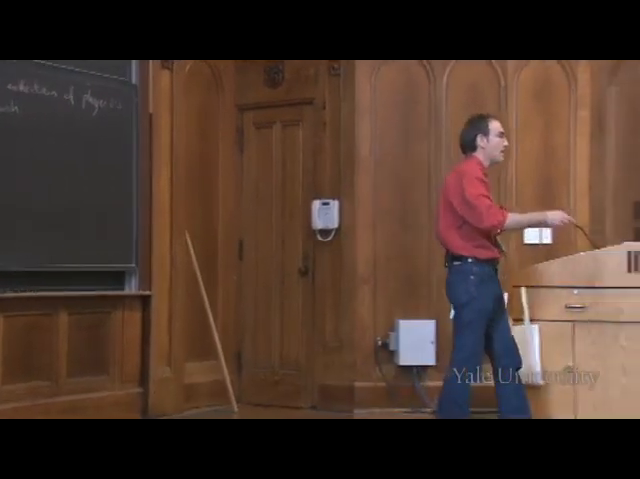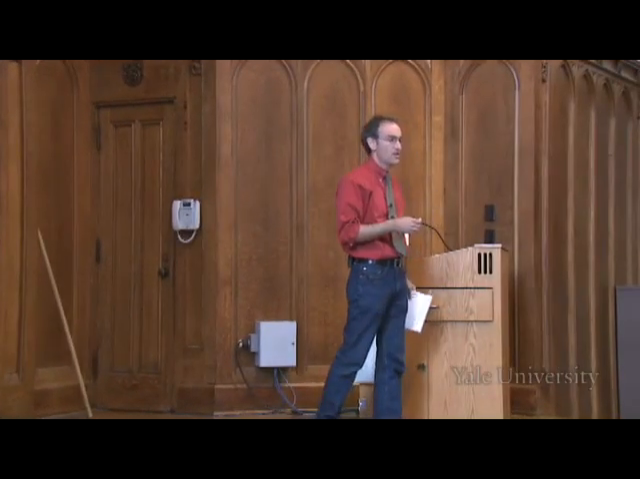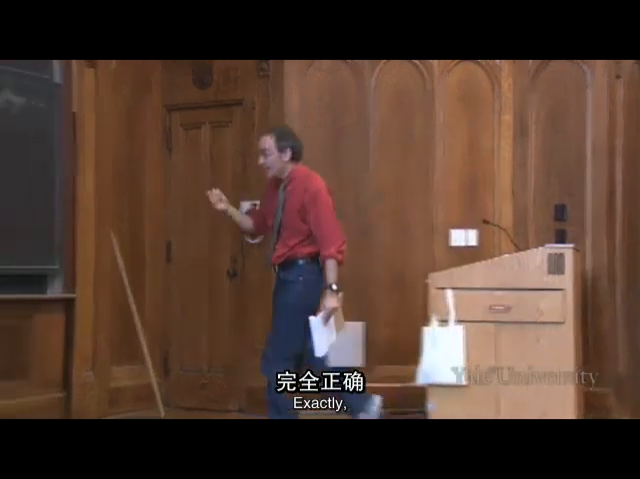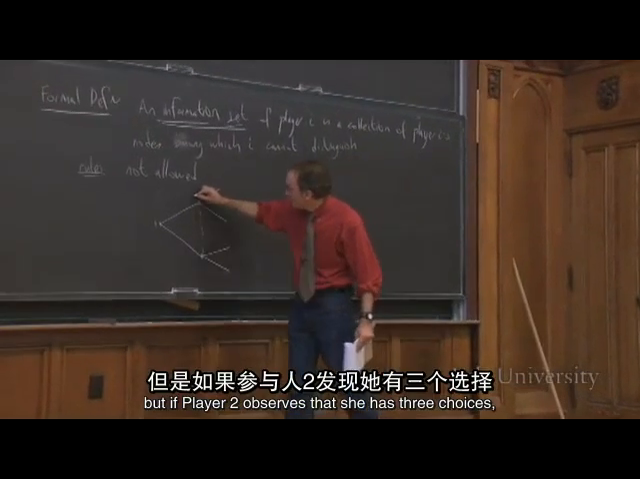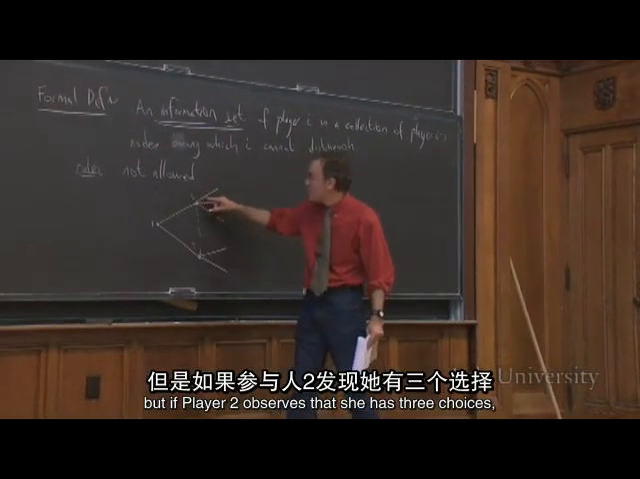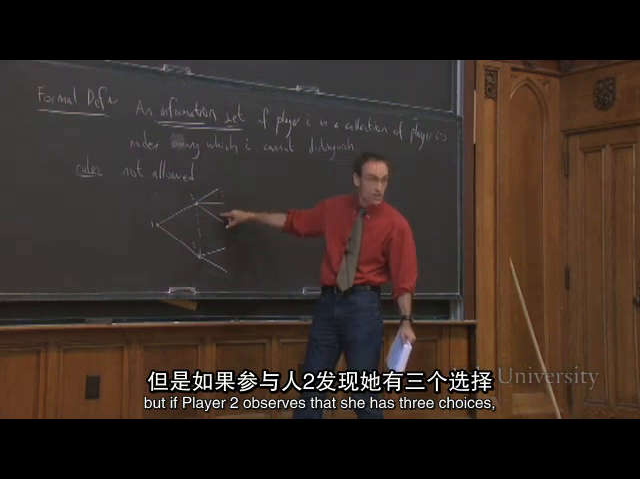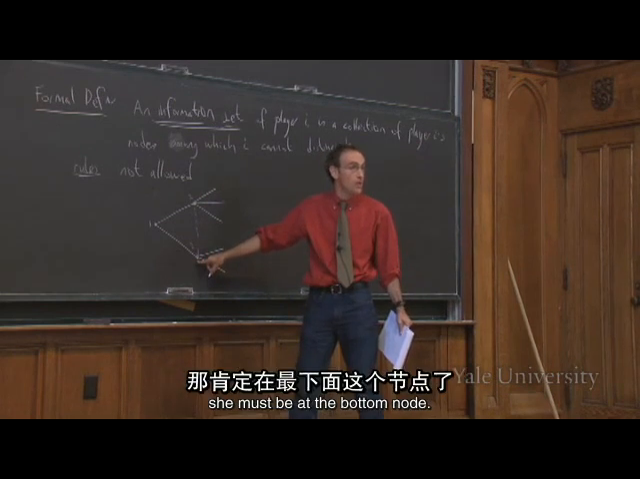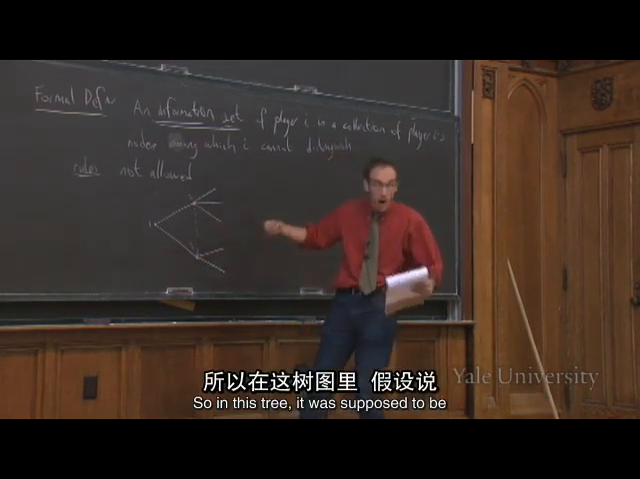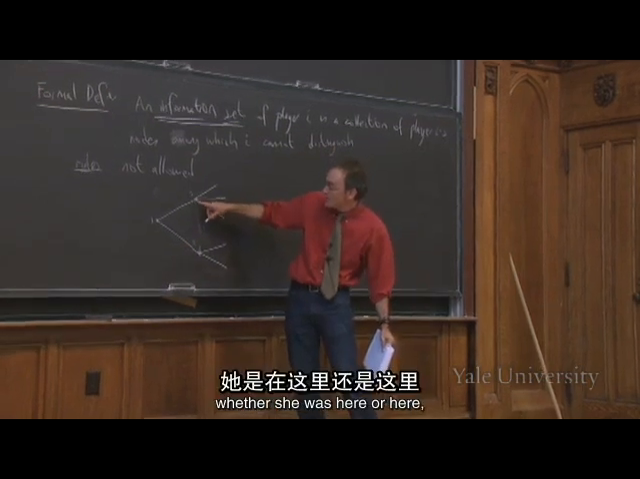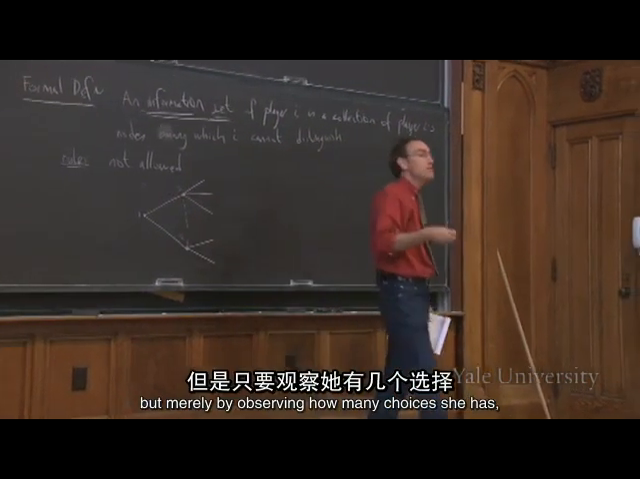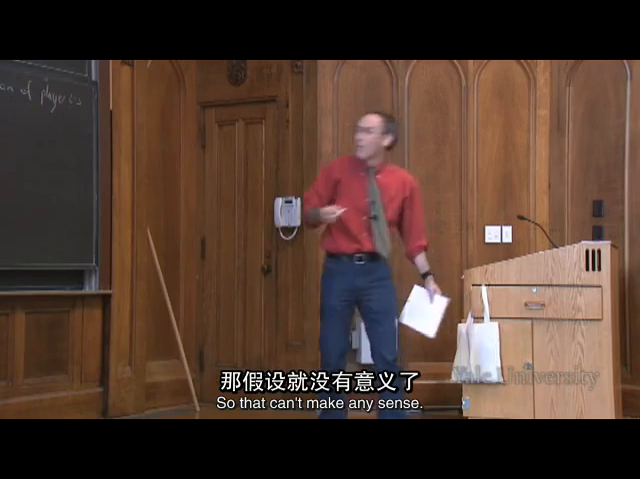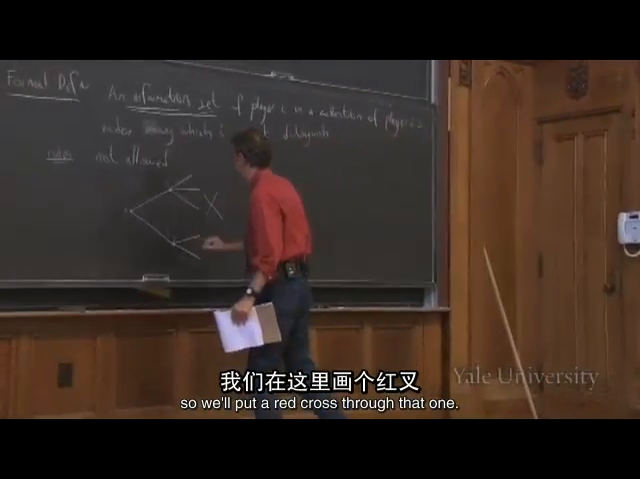Yeah, Alex, just the guy behind you. Yeah, that's good. Shout it out. If player 2 knows that he has 3 choices, then he'll know he's at the top node. Exactly. In this tree, you haven't put the payoffs in, but if player 2 observes that she has 3 choices, she knows she must be at the top node. If she observes she has 2 choices, she must be at the bottom node. So in this tree, it was supposed to be the case that 2 didn't know whether she was here or here, but merely by observing how many choices she has, she could infer whether she was at the top node or the bottom node. So that can't make any sense. So this is not allowed. So we'll put a great cross through that one.